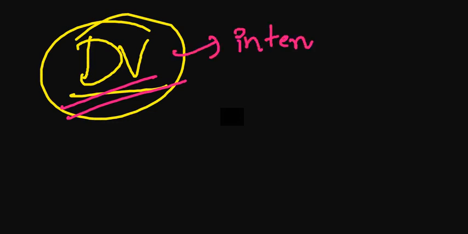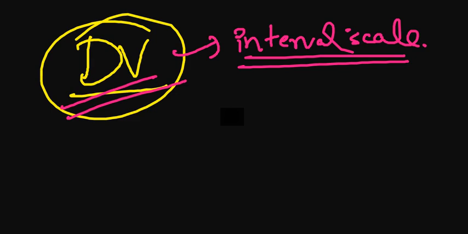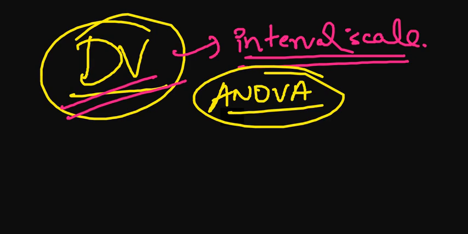And please remember, this is some high level class. The dependent variable will always be on an interval scale, and we will use ANOVA. Assumptions are simply homogeneity of variance and all that, so you can read that from any other simple psychology book.